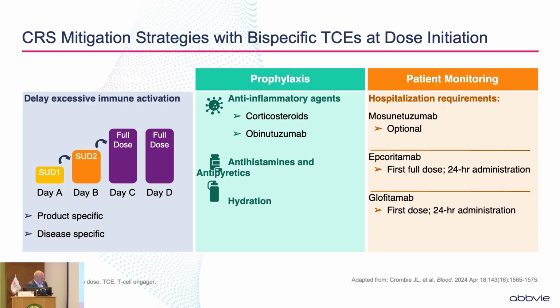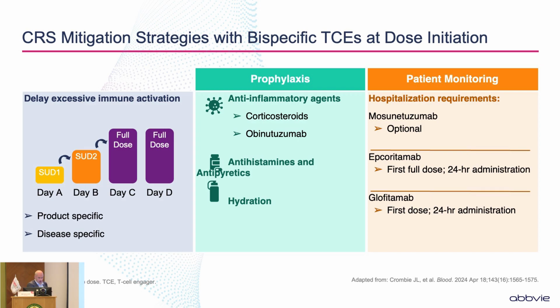With epcoritamab, we routinely use steroids. As I said, I would recommend dexamethasone for that, and we tend to use steroids in that first cycle, in other words, the first 4 doses. If patients don't have cytokine release syndrome, you can then stop the steroids. You do have the option of continuing steroid prophylaxis if patients do have some cytokine release syndrome.